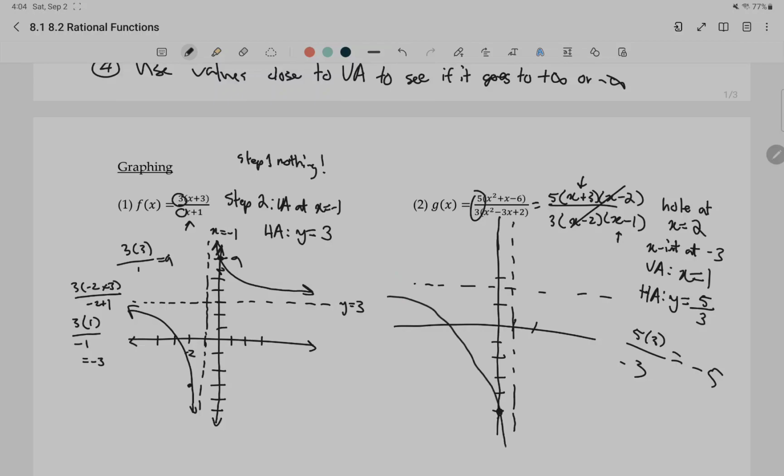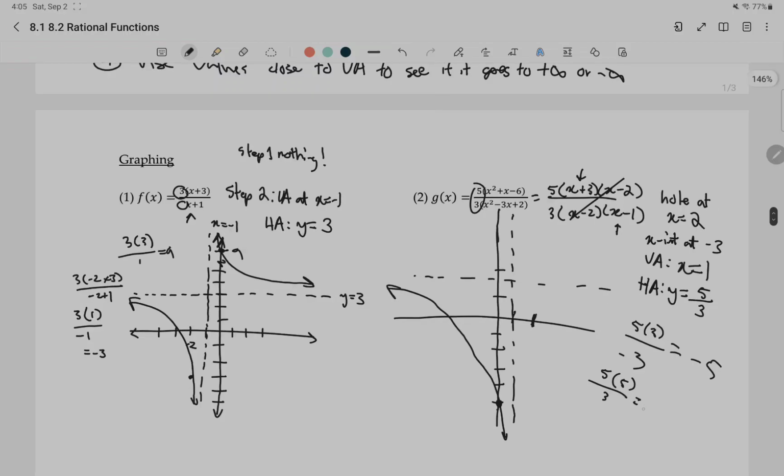That tells us that this function is going to be on this side. And usually with these functions, you can assume it's going to be the one that's like here in this quadrant, but you can't always assume that. So make sure to check. So let's just check 2. If x is equal to 2, we're going to get 5 times 5 over 3, which is equal to 25 over 3. Yeah, 25 over 3.